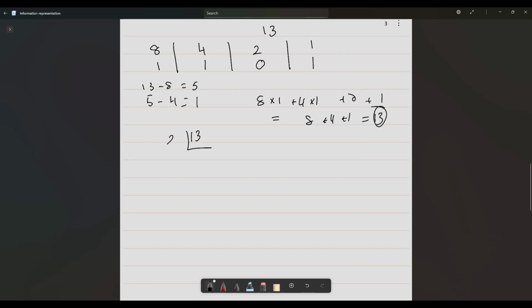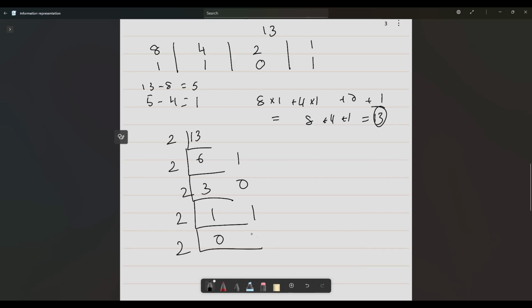Next we're going to do the successive long division method as well. So I'm going to write 13, 2, 6. Again, remainder is 1. 3, remainder is 0. Again, you divide by 2, you get the answer as 1. Remainder is 1. And again, you divide by 2. Quotient is 0, remainder is 1. So if you write this from downwards to upwards order, you get 1, 1, 0, 1. And indeed, it's the same.